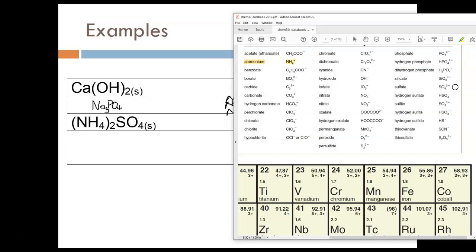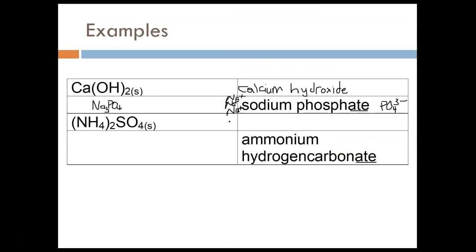Here it is right there, sulfate, and it's a 2- charge, which makes sense because our ammonium is a 1+ charge, and we have two of them. So two 1+s gives us 2+, and a 2-, those cancel each other out. So this is simply named ammonium sulfate. I'm not going to write it out because it's tedious to do that.